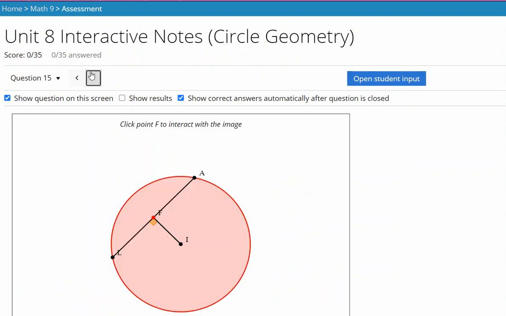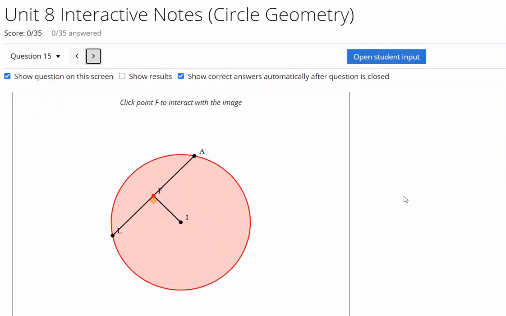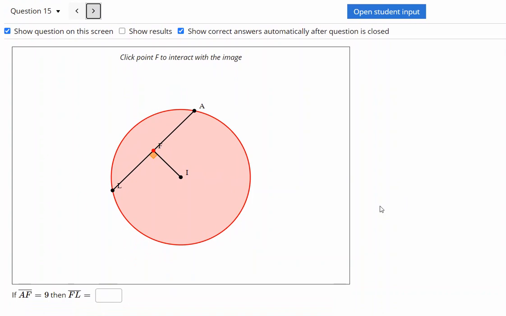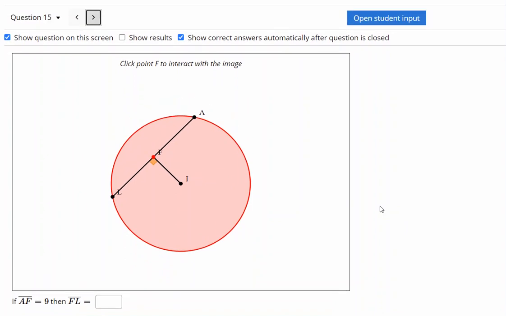Let's move to the next one. Okay, so that's pretty much it for the notes. Now let's actually just try a few, just based on that concept.